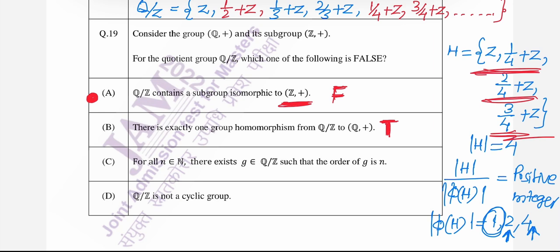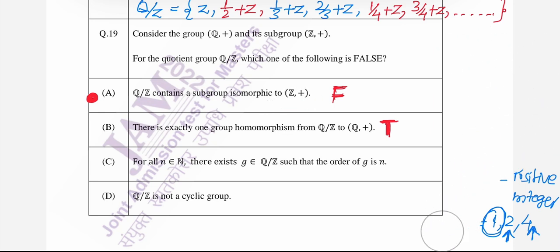Now we go for option C. Okay, so for that I have to erase this thing first to make some space. Okay, now I have sufficient space. Now option C.